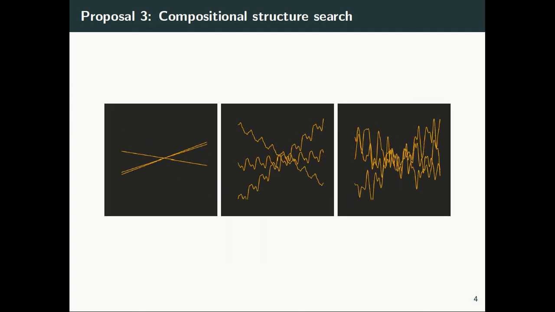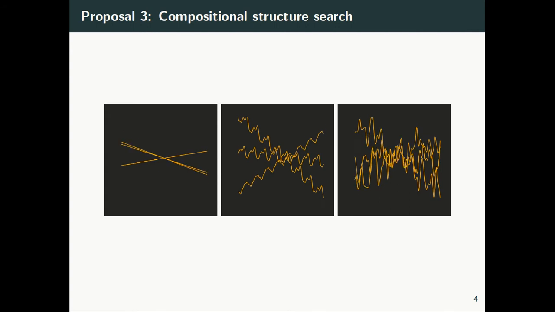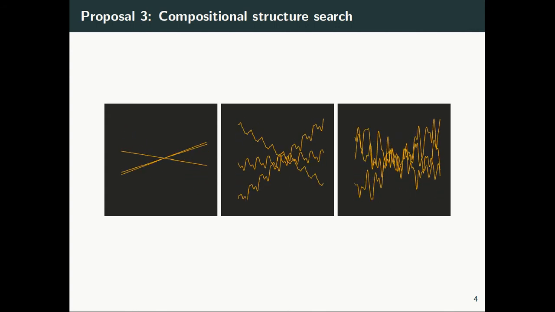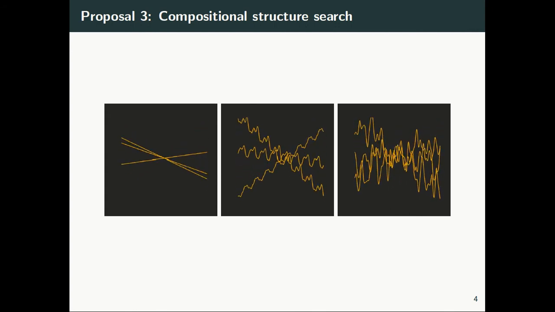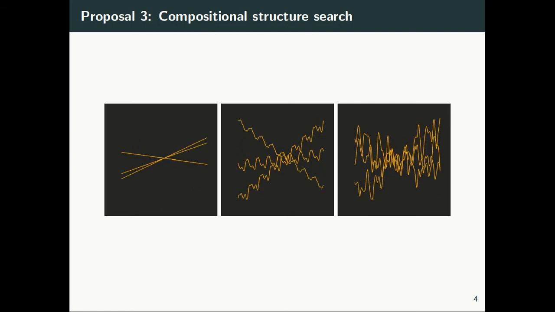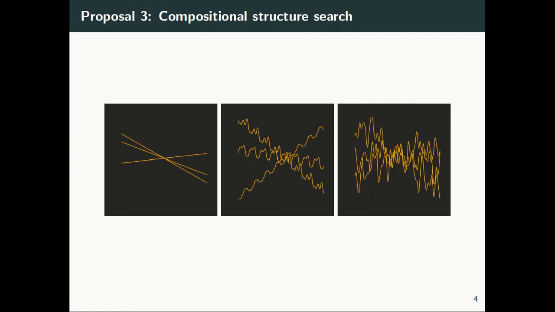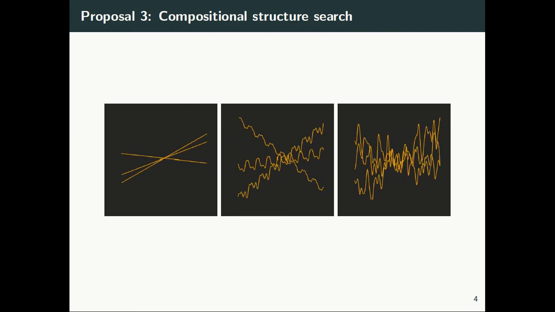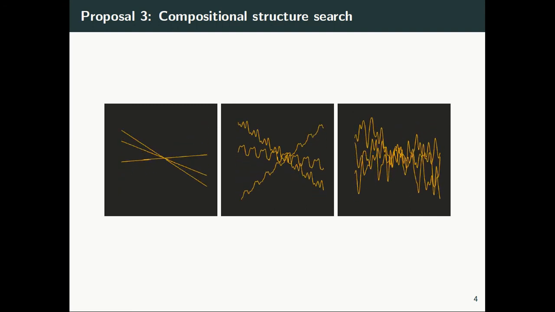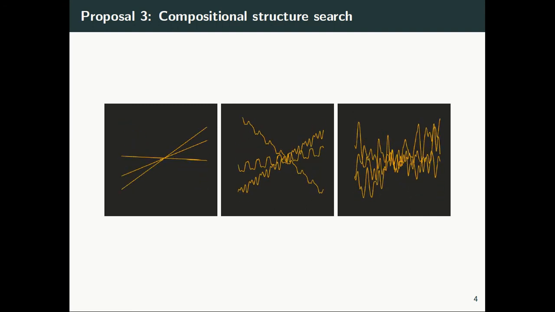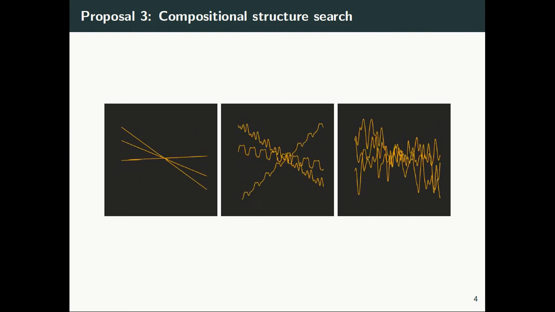The compositional structure search approach we put forward assumes that structure is described explicitly by a combination of simpler parts. We formalize this intuition by a grammar of different kernels, which are the linear, the radial basis function, and the periodic kernel. These kernels can be combined by either adding or multiplying them.